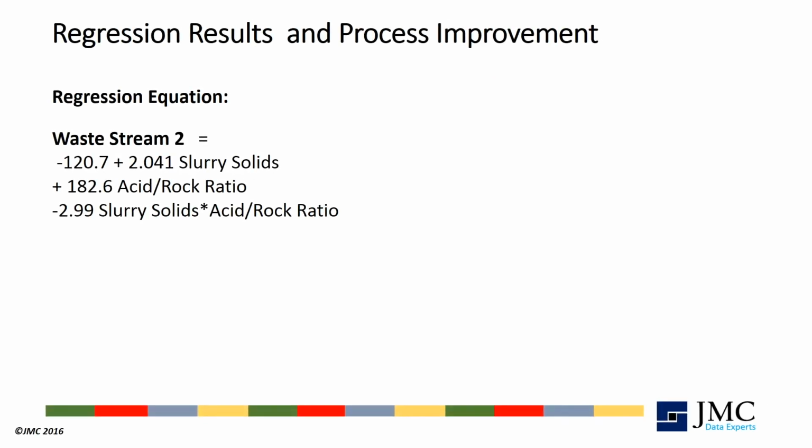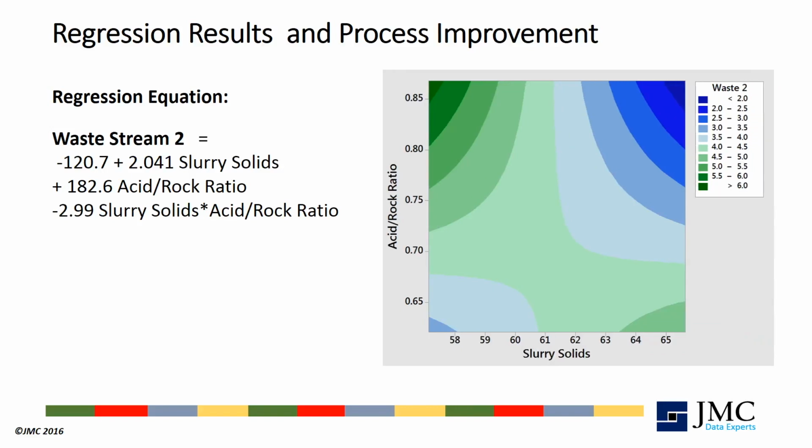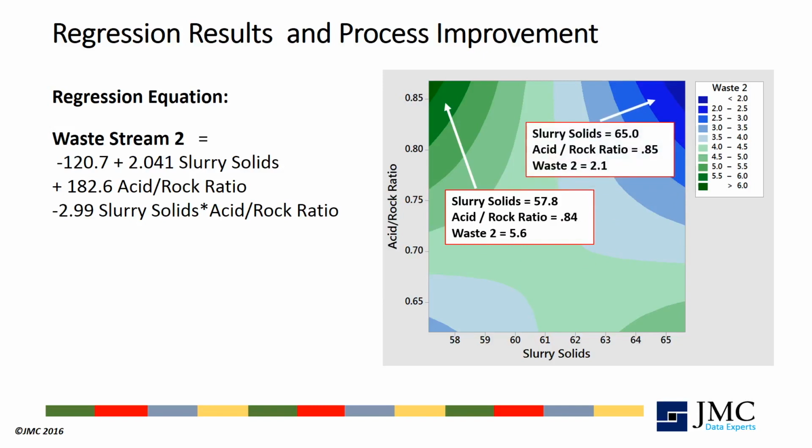Our mathematical model for waste stream 2 shows a strong effect of slurry solids, acid-rock ratio, and the interaction of the two. Using the contour plot of our model, we see that at a high acid-rock ratio, we can get either a high waste stream at 5.6% if the slurry solids are low, but a low waste stream of 2.1% if slurry solids are high.